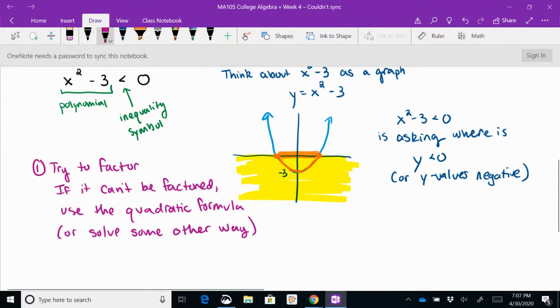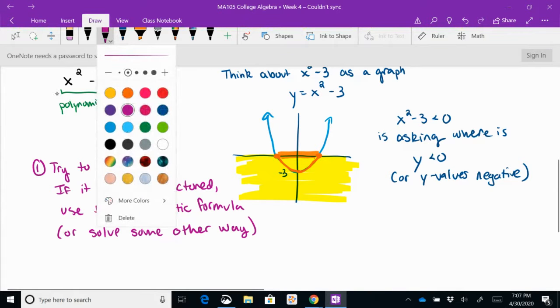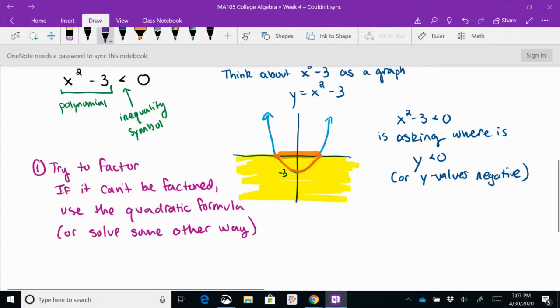But that's the first step. What we really want to do here is we want to solve for where this is equal to 0. So if you think of it, our y is equal to 0. So where x squared minus 3 is equal to 0. That's our first step, is we want to know where is it equal to 0, because it's equal to 0 at these two endpoints. So we need to find where those 0 points are.